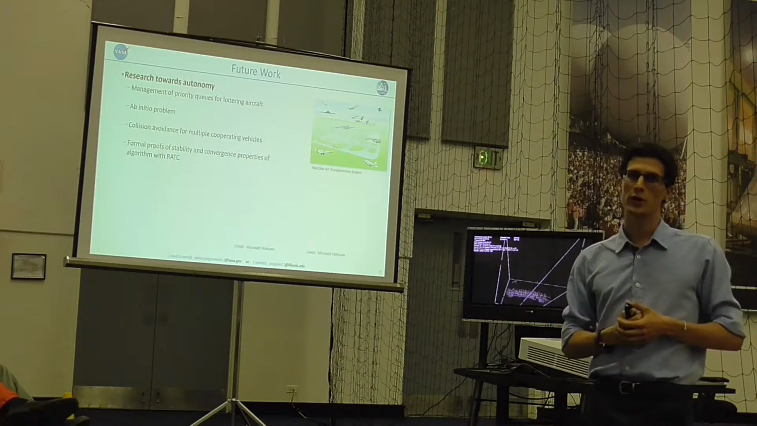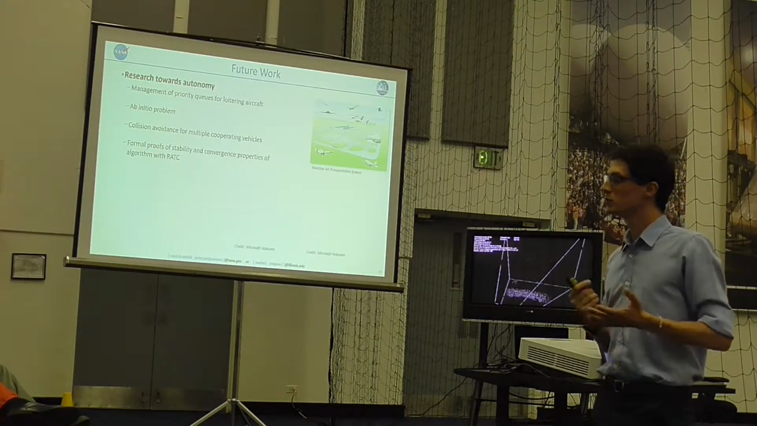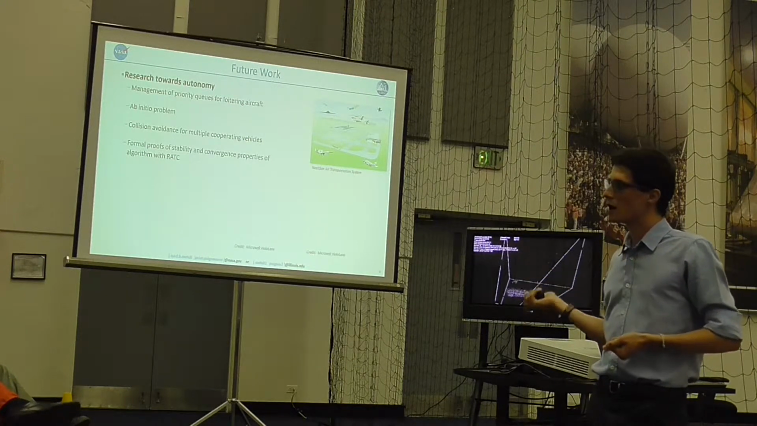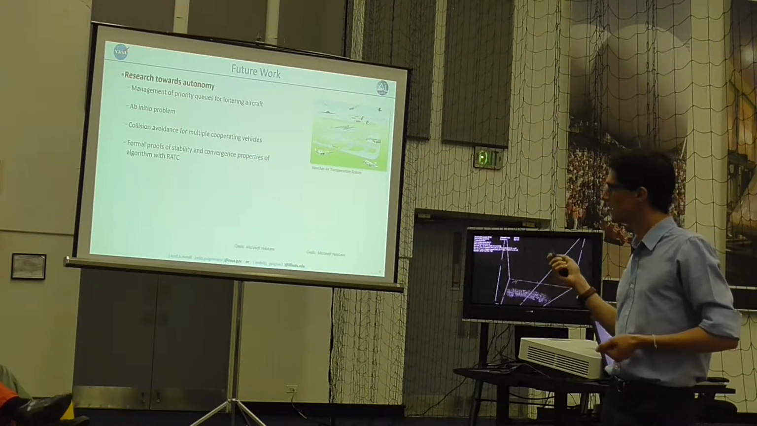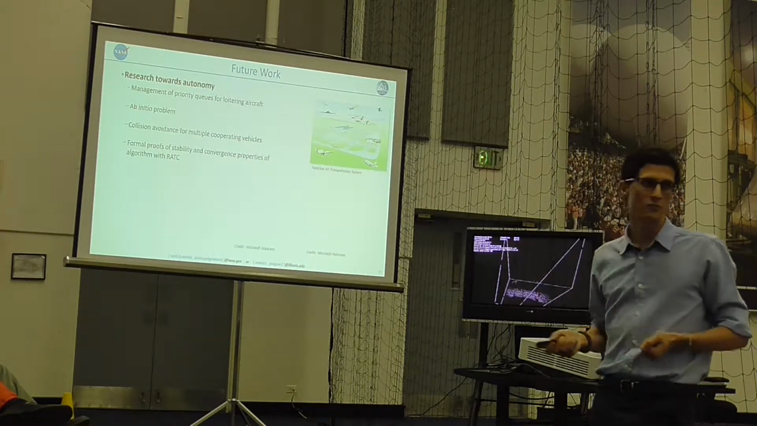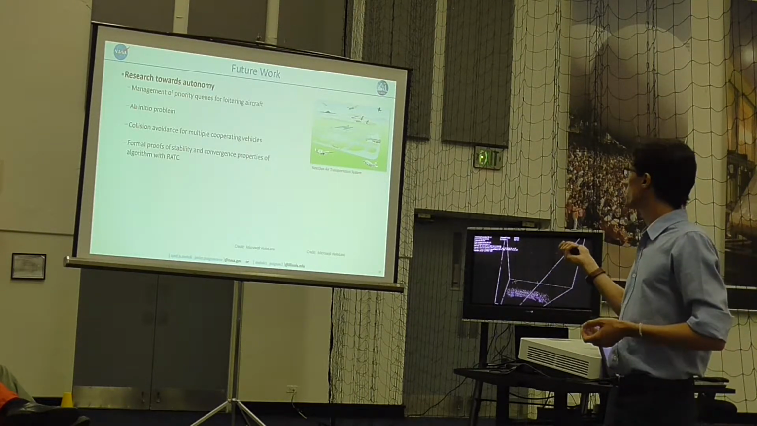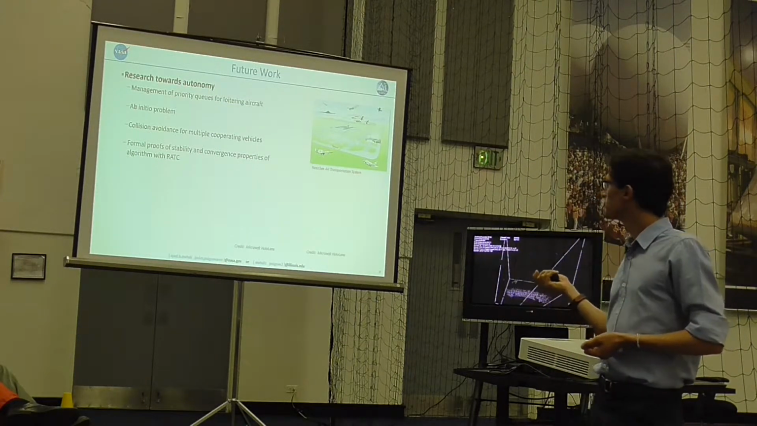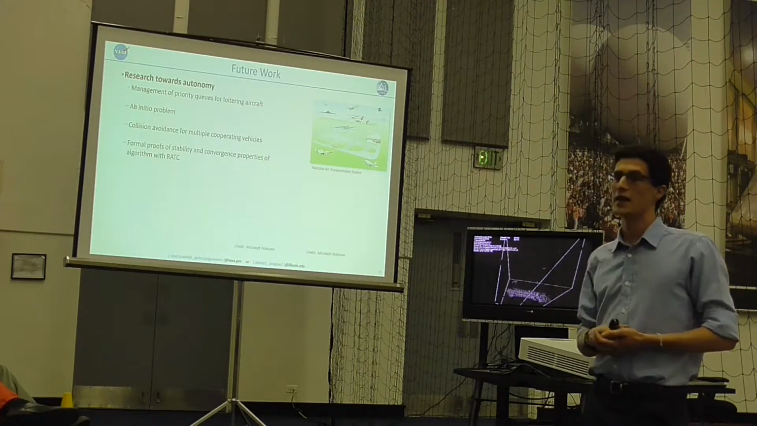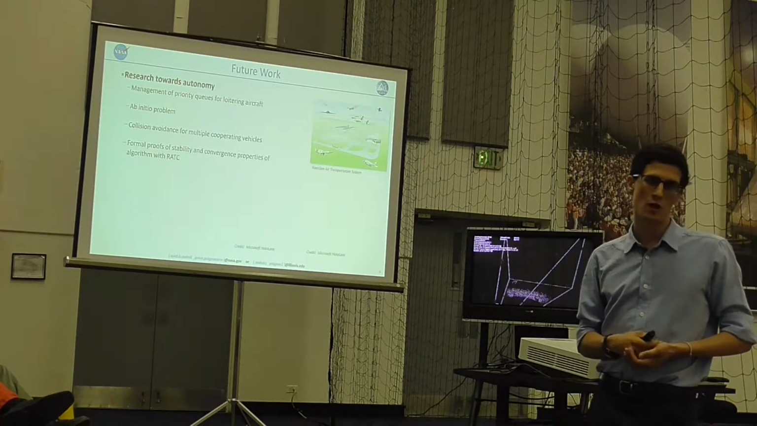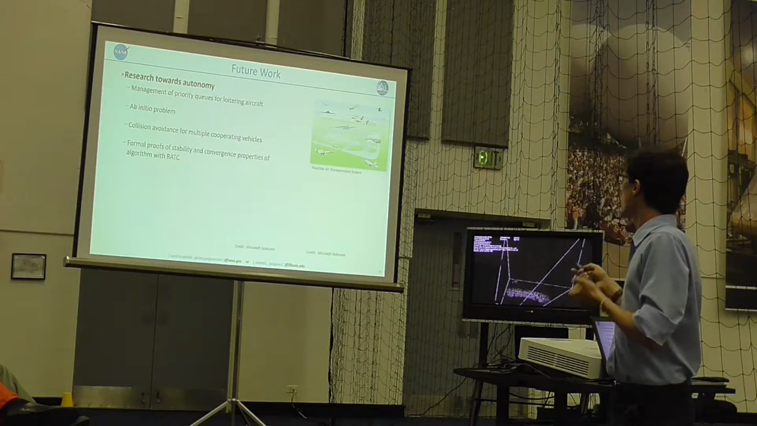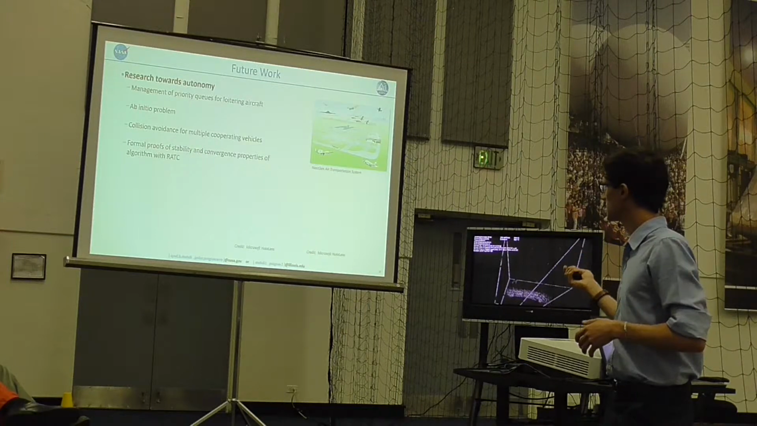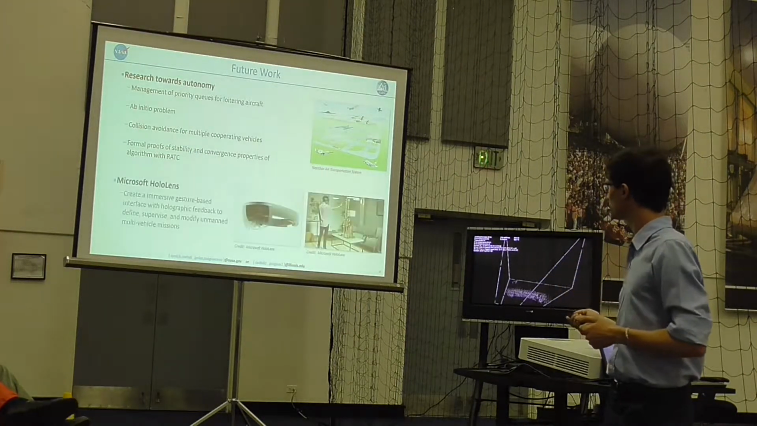So, future work. We do a lot of research towards autonomy. So some of the things that we're interested in are management of priority queues for loitering aircraft, the ab initio problem, collision avoidance for multiple cooperating vehicles, and of course the formal proofs of our algorithms. So this goes along the lines of the next generation air transportation system, or at least it's interesting.